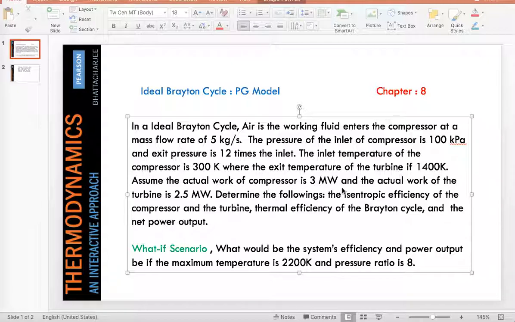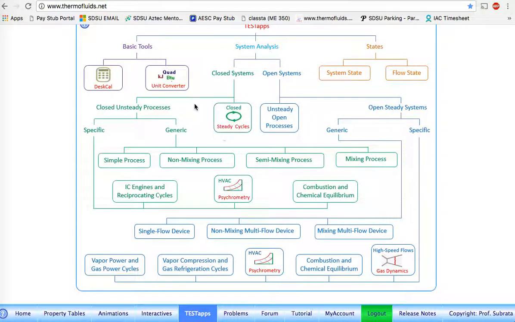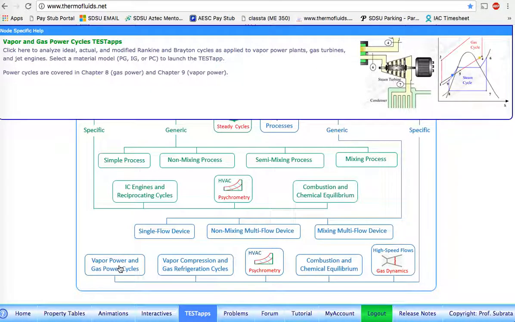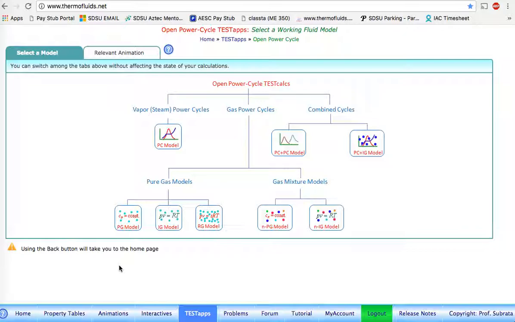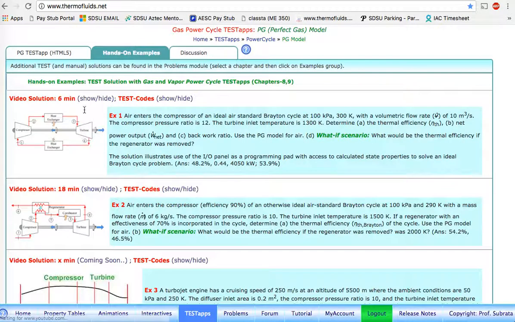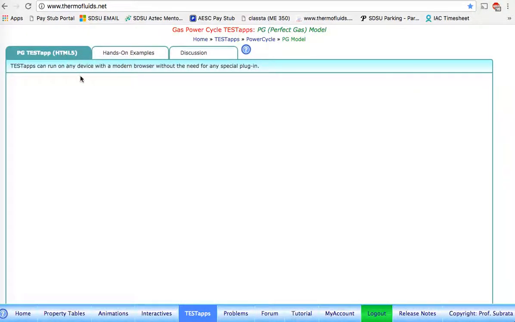Furthermore, more statements are given here. Let's get started and go to thermofluids.net, where I'm already here. We select the vapor, power, and gas power cycle. It's a PG model. Let's get started.